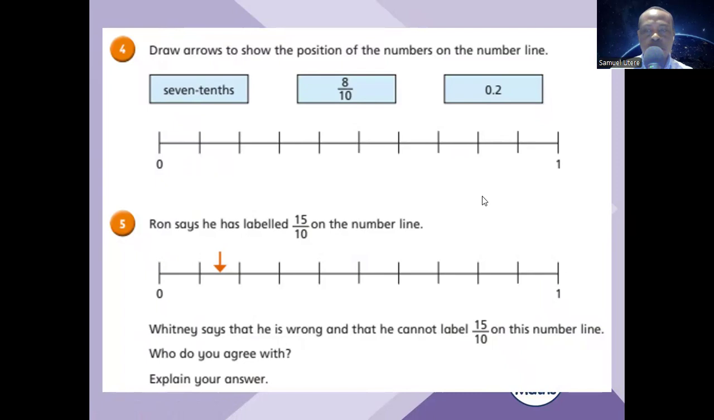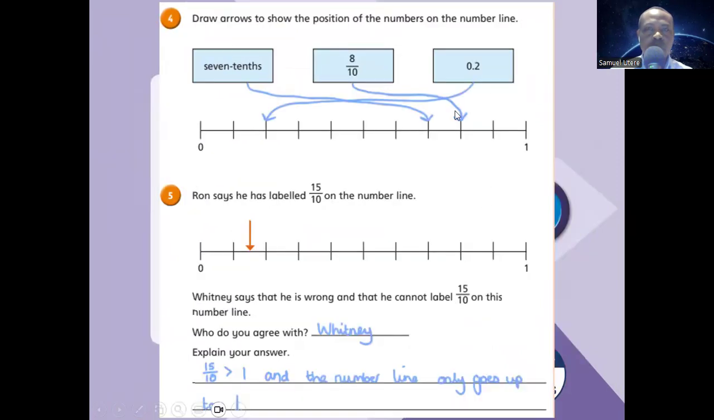All right, assuming you've paused the video and you've worked through the questions, here are the answers. Let's discuss them. For question 3, you were asked, draw arrows to show the position of the numbers on the number line. So in other words, you were being asked to position the values in the correct position.